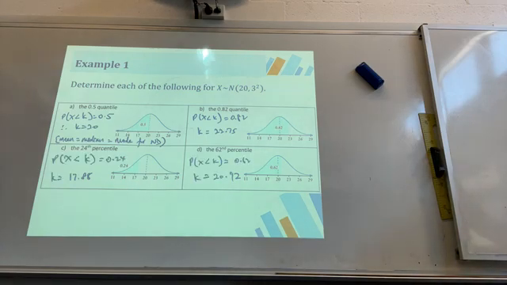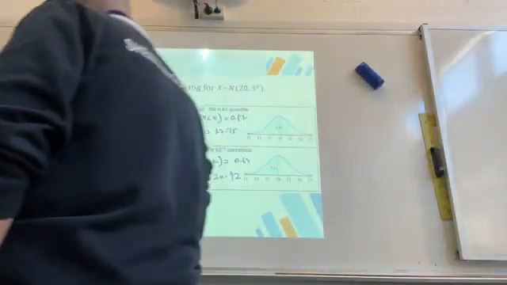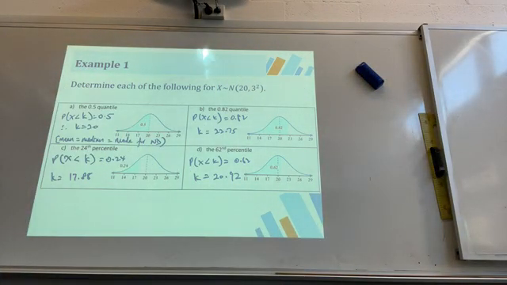All right? It's always left tail. Use inverse normal, the left tail, and you should get the right answer. So, 0.82, and then the standard deviation and the mean, 20 and 3.